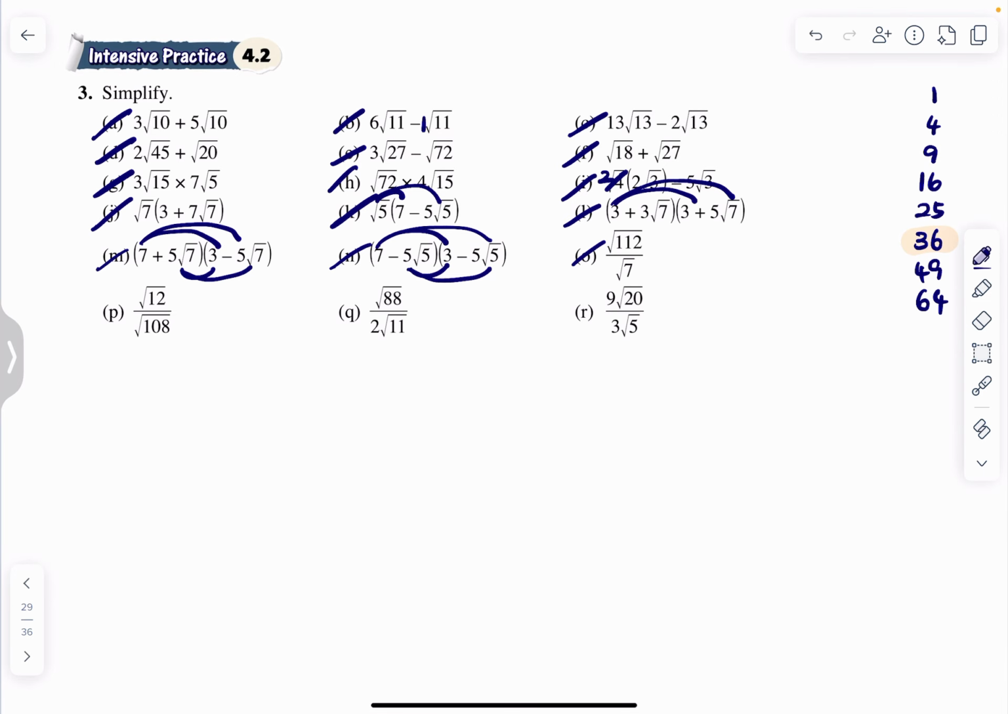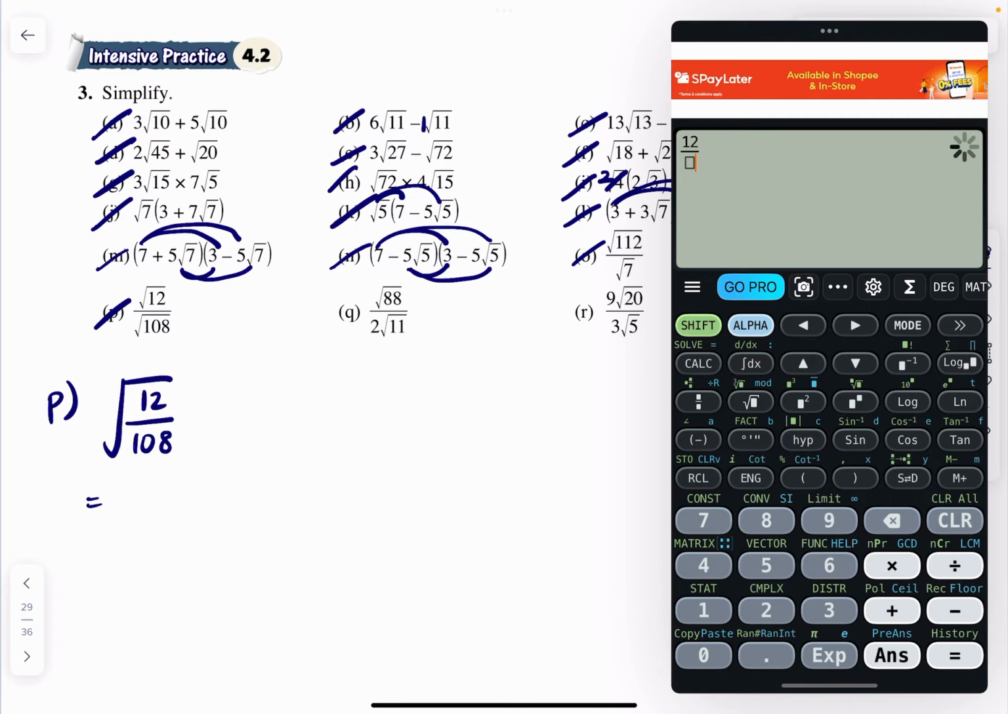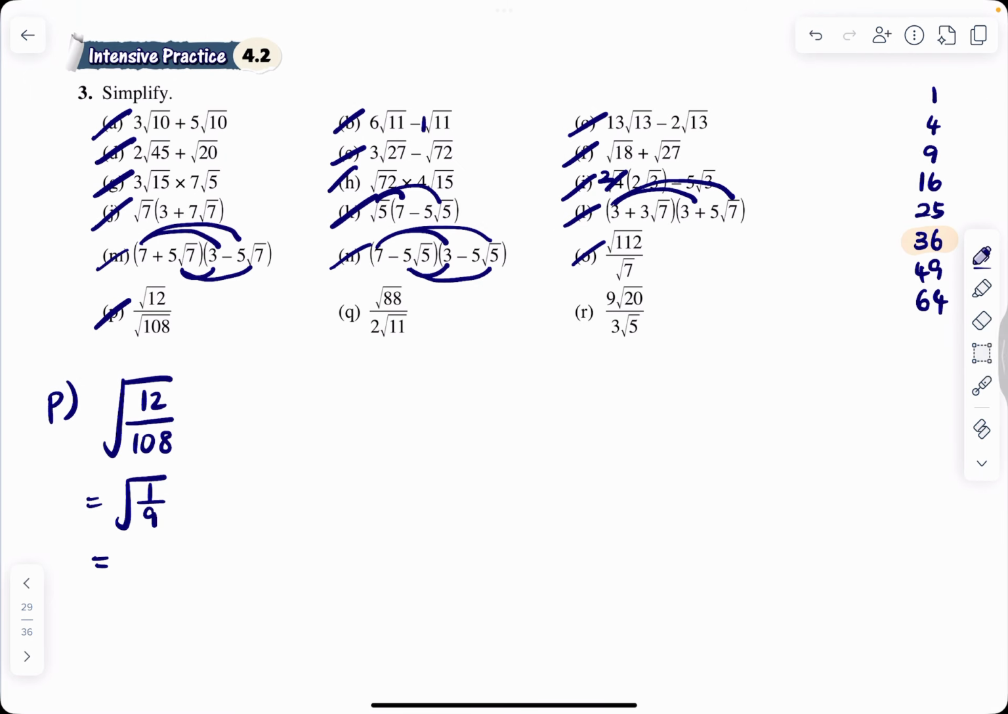Okay. Last three. P. Oh, I think these last three are quite easy. So this one, surd 12 over surd 108. We can put them under the same set. So 12 over 108 is 1 over 9. So square root of 1 is 1. Square root of 9 is 3. Done.